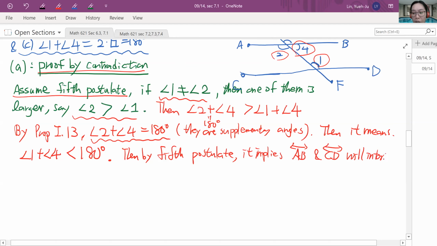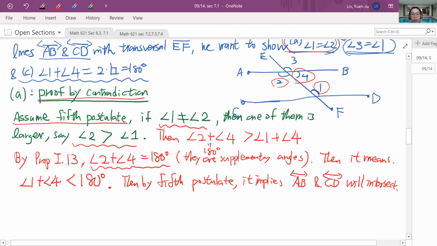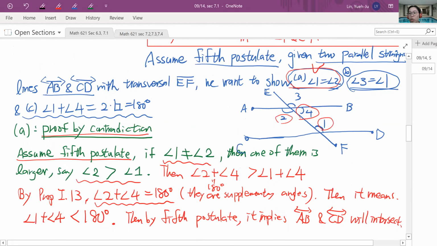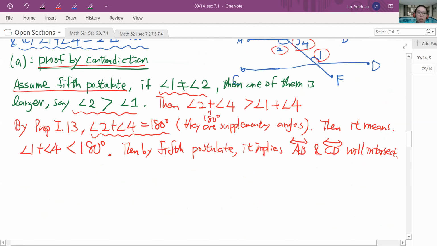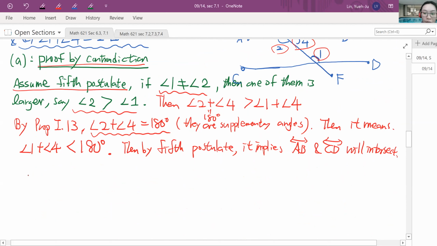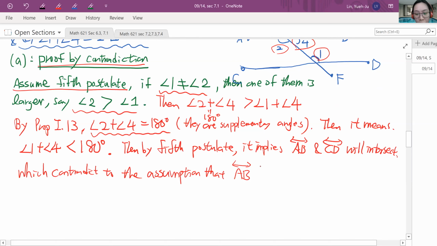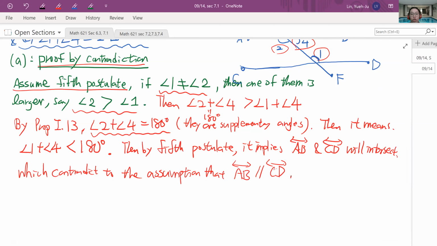Will intersect, will meet each other, right? But essentially you will see that, oh, this is not true, right? Because I just start from assuming these two lines are parallel. So this essentially contradicts our very assumption, that these two lines were originally assumed to be parallel, right? So that means what we start with is wrong. That means angle 1 cannot be not equal to angle 2, which means it has to be equal.